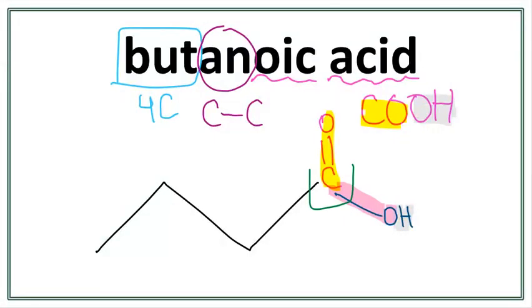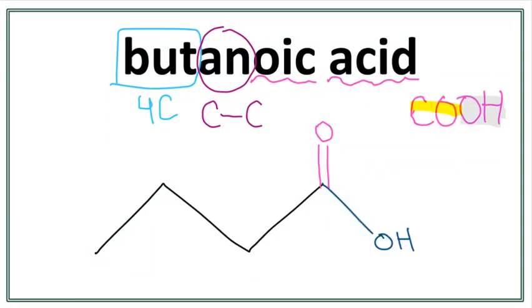Now, the carbon in the COOH is always the first carbon. This is our second carbon. This is our third carbon and the fourth carbon here. So this is the structure for butanoic acid.